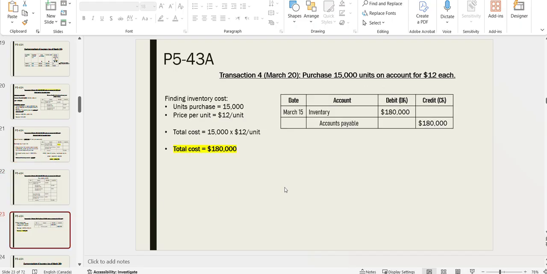Okay, let's work on transaction number 4. You purchased 15,000 units on account for 12 each. Okay, it is a repetitive journal entry. Your inventory goes up for the value of 15,000 units multiplied by 12, which is $180,000. And because your purchase was on account, you need to credit your accounts payable.